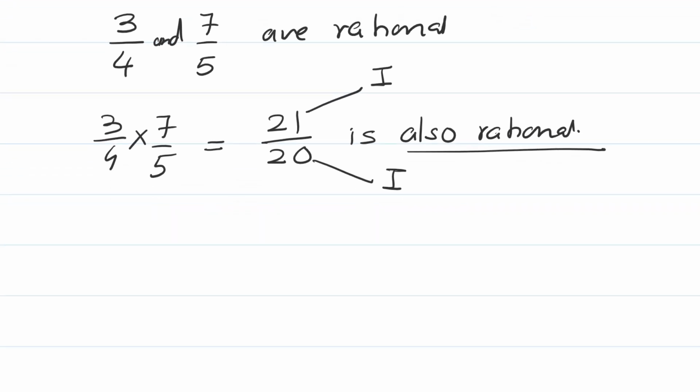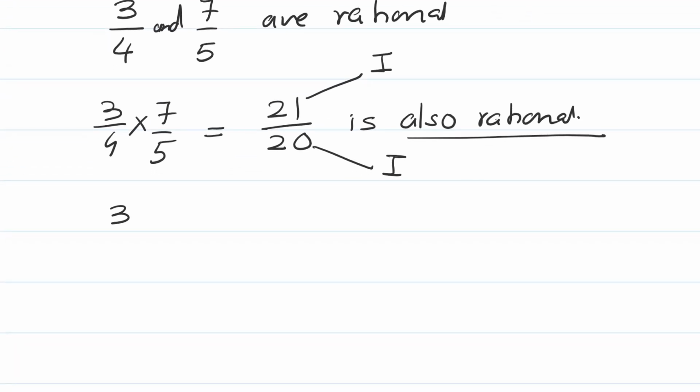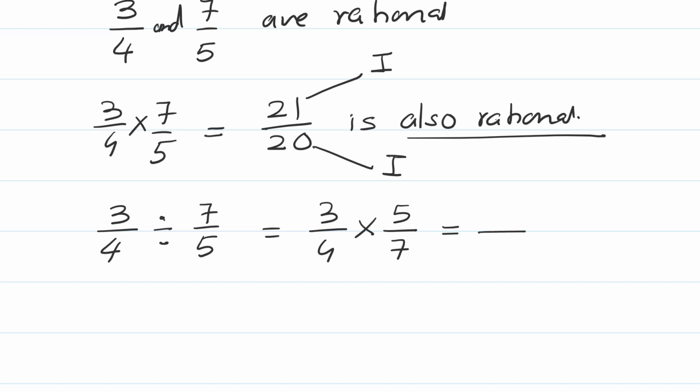Similarly, division. 3 upon 4 divided by 7 upon 5 is, to divide is to multiply by the reciprocal of the divisor. That is equal to 15 upon 28. 15 upon 28 is also rational.